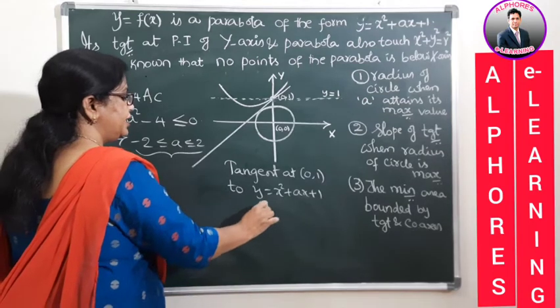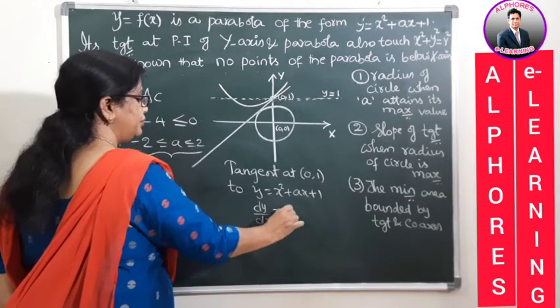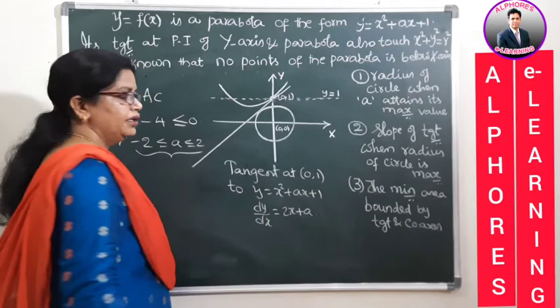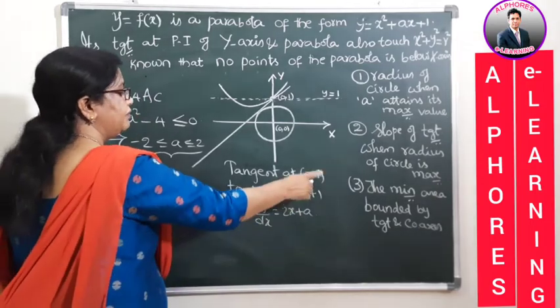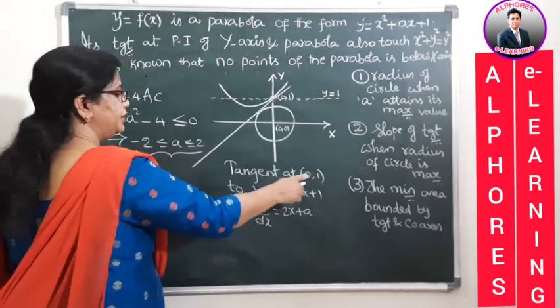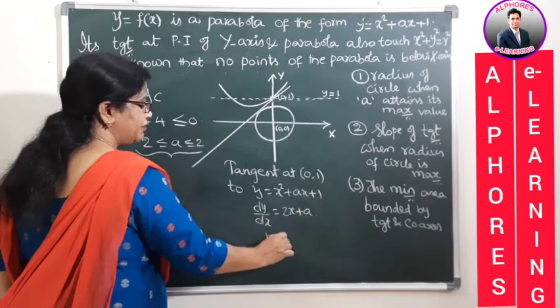Suppose if I find dy by dx, this is equal to 2x plus a. So where we are finding when x is equal to 0. When x is 0, then this value is how much? m is equal to a.